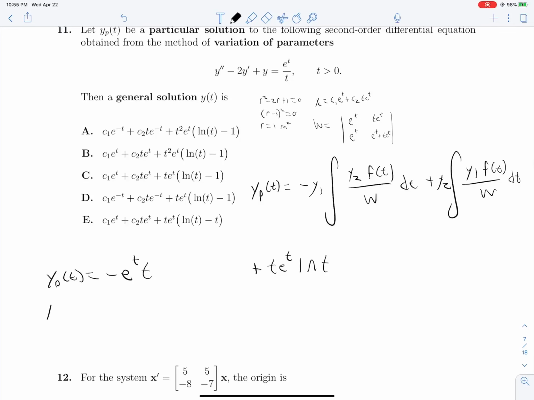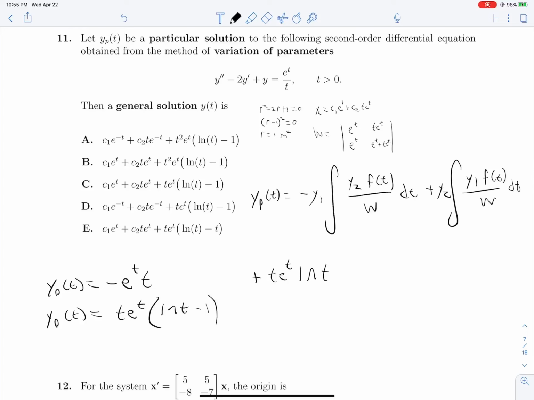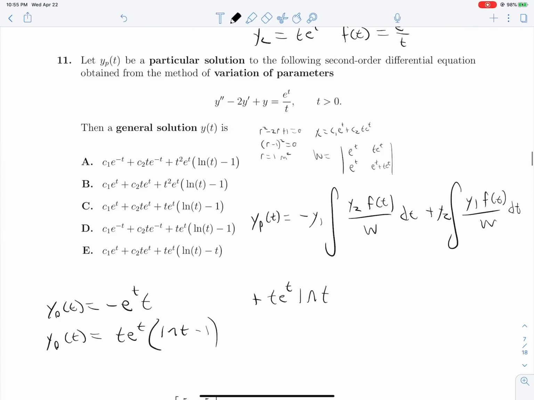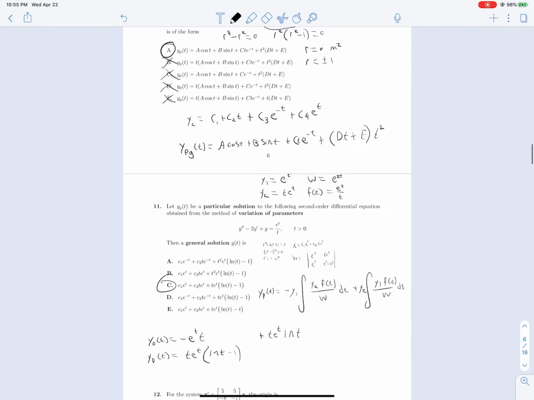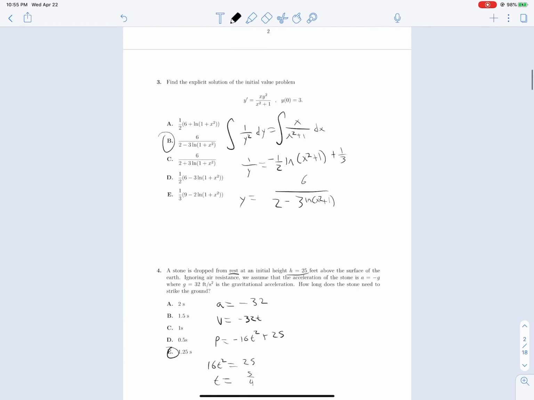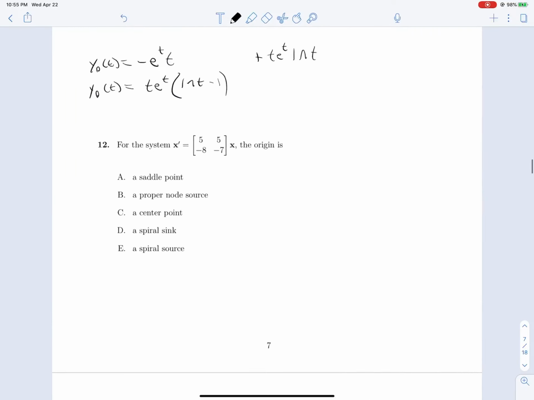So we can rearrange this and say that yp of t is equal to t e to the t times ln t minus 1, and then all we have to do to find our general solution is add back in our characteristic solution, which I made really small over there, so it's a little difficult to see, but, where is it? Yeah, it's right here. C should be our answer for 11, unless I misread. Yep, we got it.